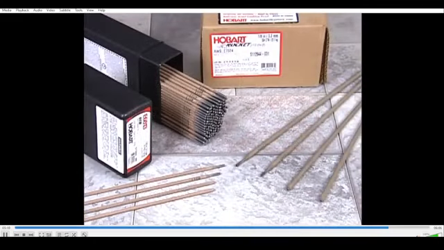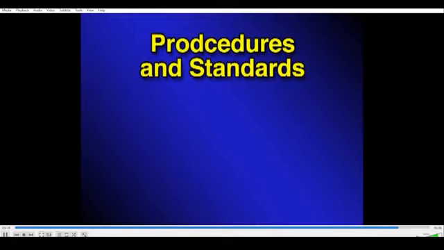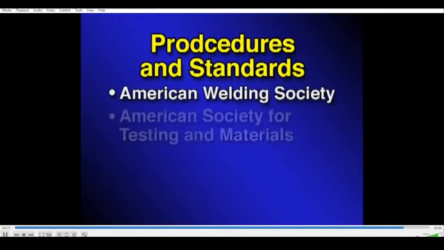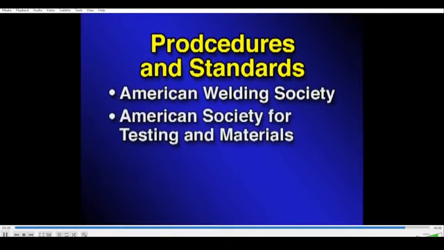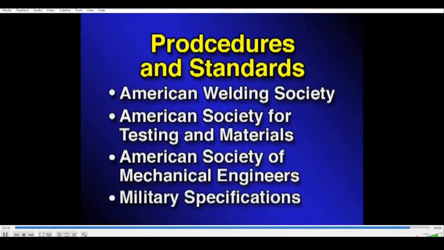The Charpy Impact Test is commonly used to certify filler metals and qualify welding procedures. The procedure for conducting the test, the number and type of specimens, and standards of acceptability may be specified by the American Welding Society, the American Society for Testing and Materials, the American Society of Mechanical Engineers, military specifications, or others.